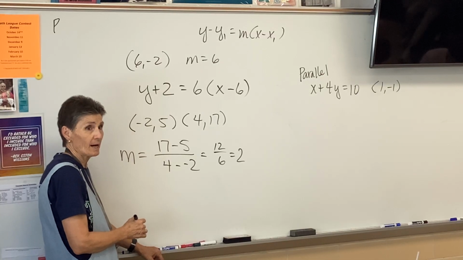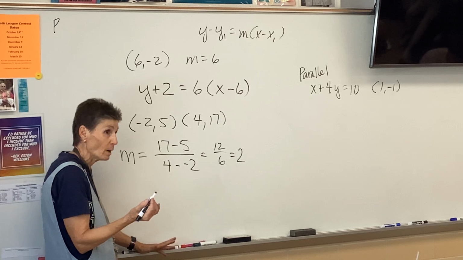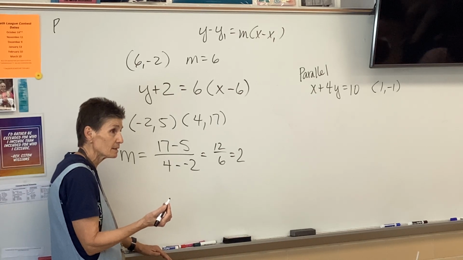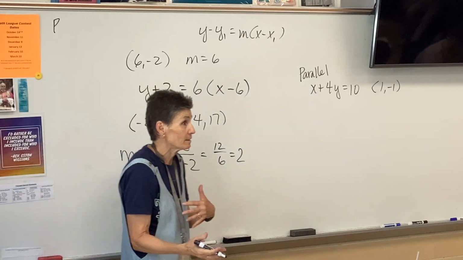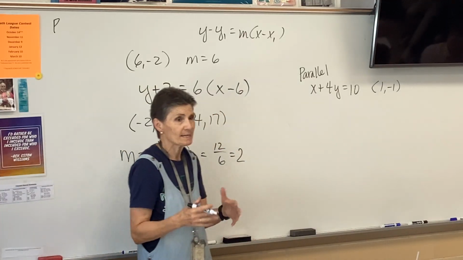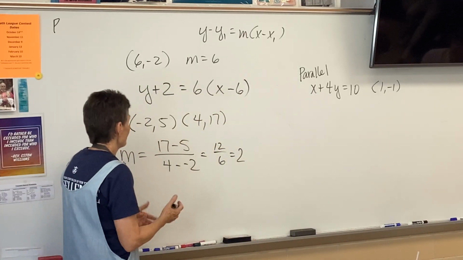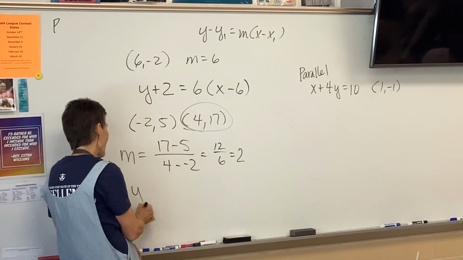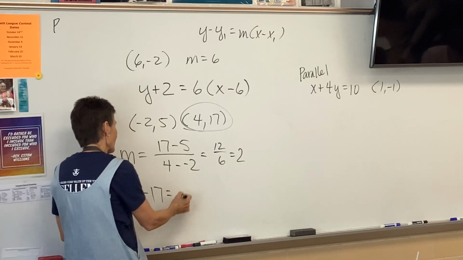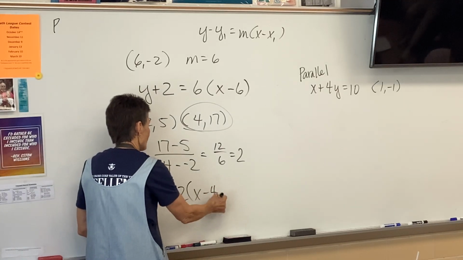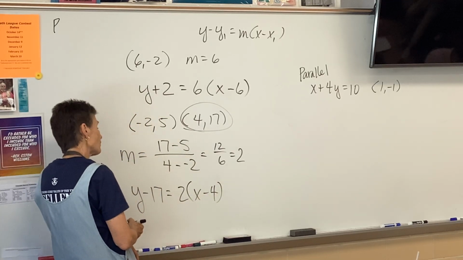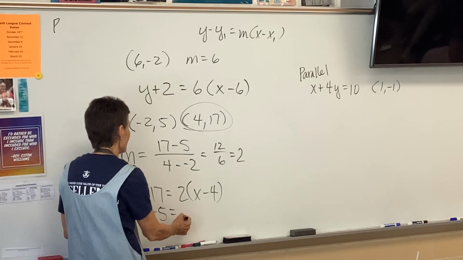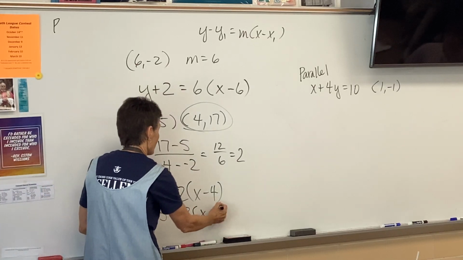Now we're going to write the line, so now we need to pick a point. It does not matter which point you pick. Your answer will look different. It will be the same line, it will just look different. I'm going to use this one. 17 is a good number. Y minus 17 equals 2x minus 4. If you use the other point, it looks like y minus 5 equals 2x plus 2.